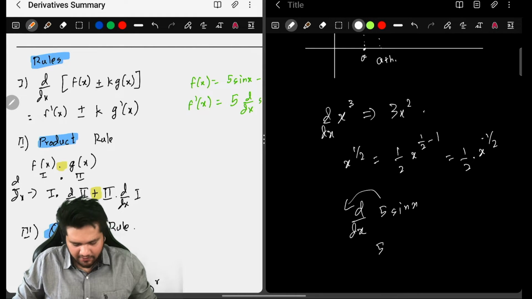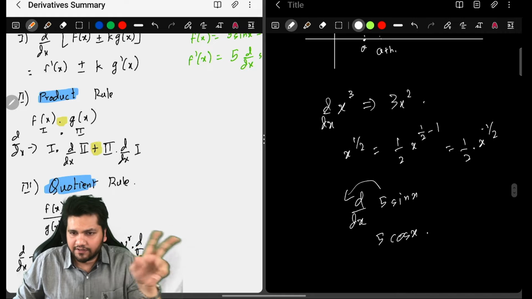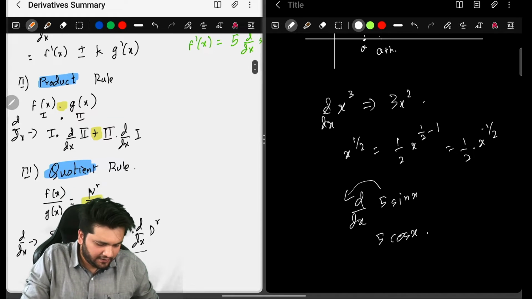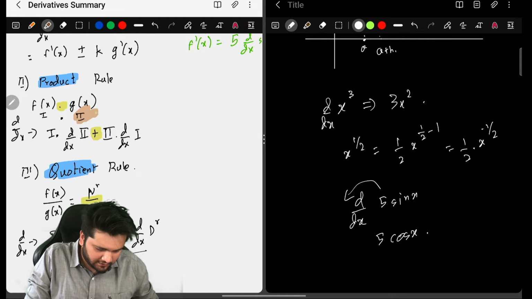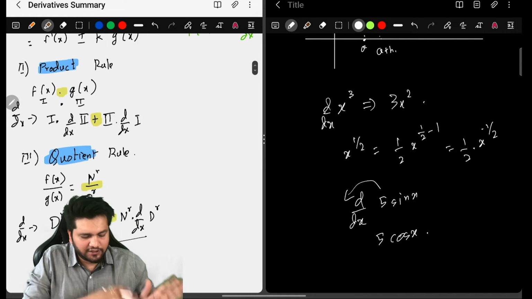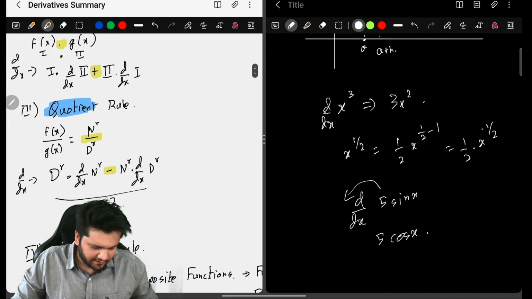Sorry, 5, and derivative of sin x is nothing but cos x. That's going to be the answer. Then we have product rule. If there is a multiplication of two functions, f of x into g of x, generally represented by first and second, so derivative of this function, like product of functions, is going to be first into derivative of second plus second into derivative of first. We will see in the questions later.